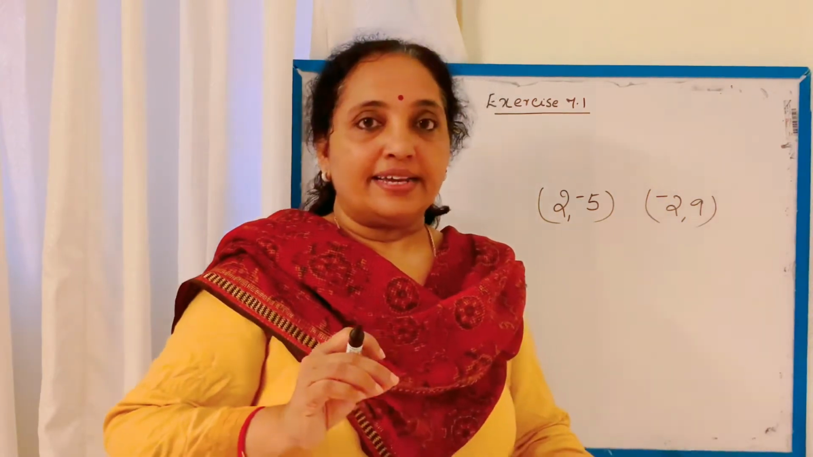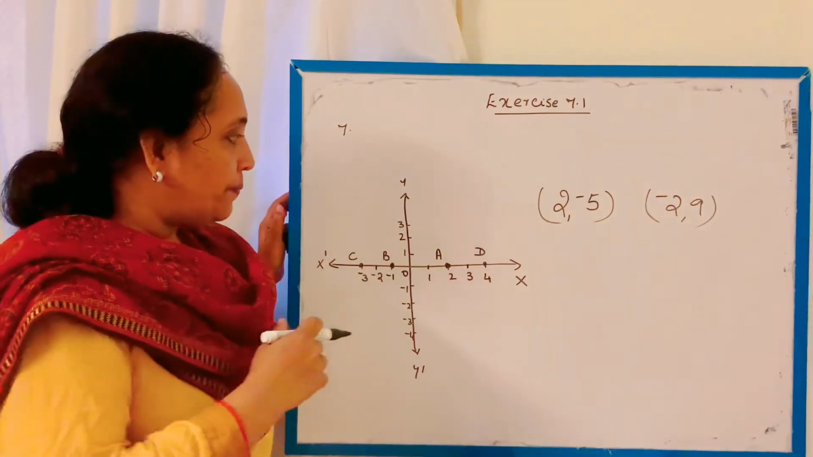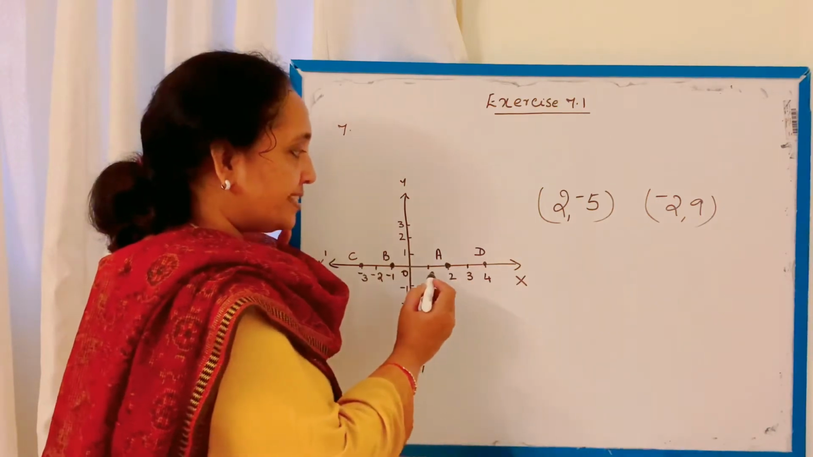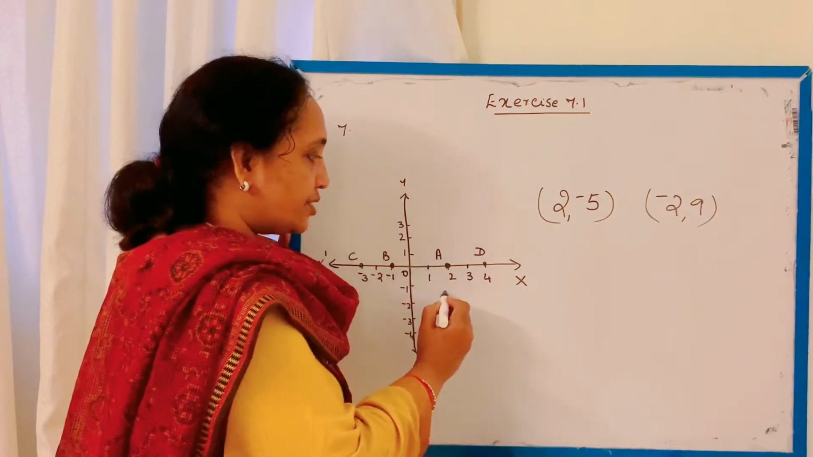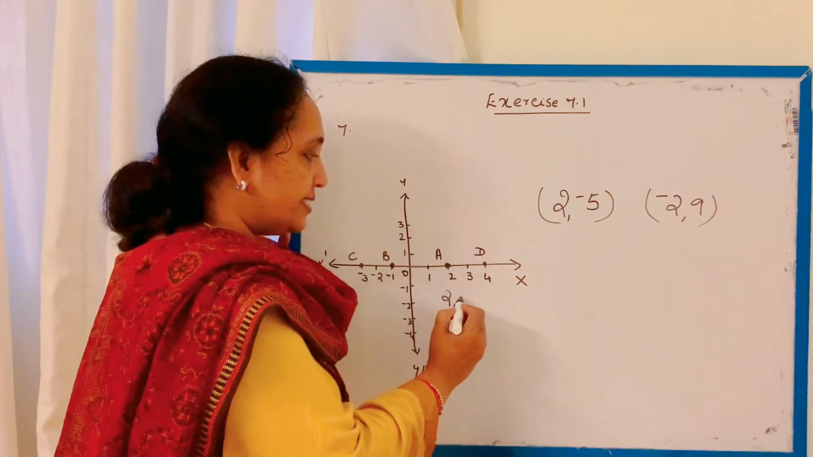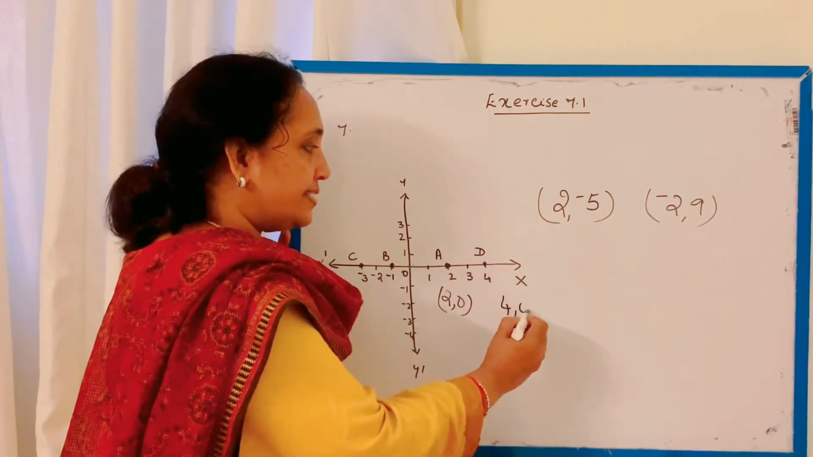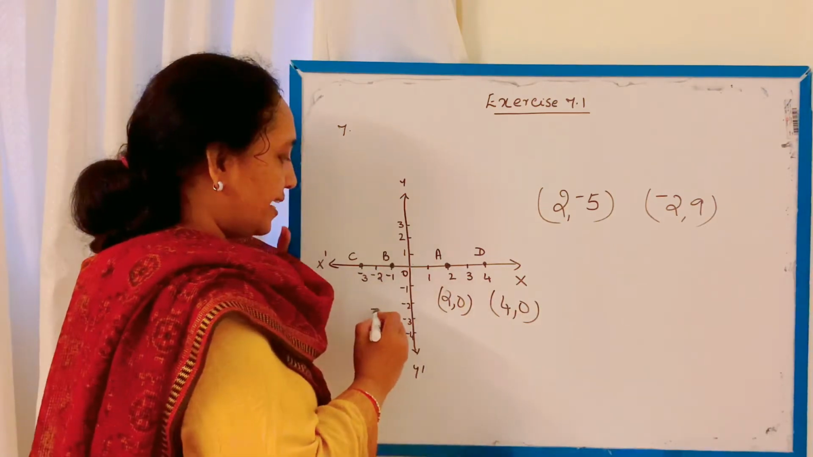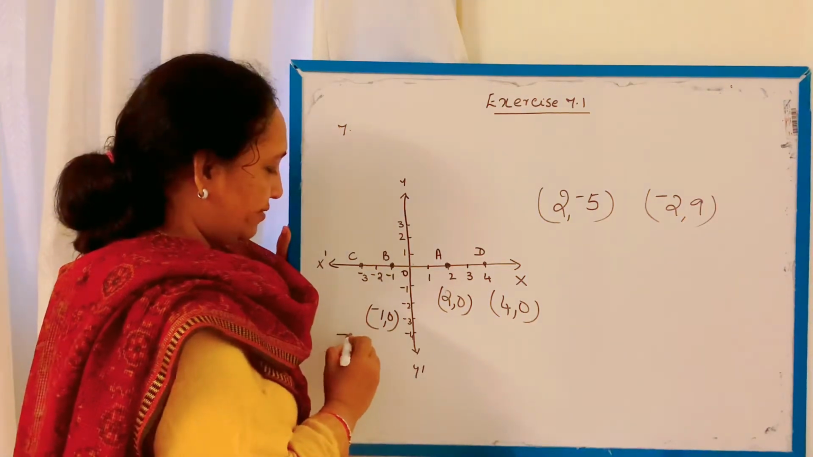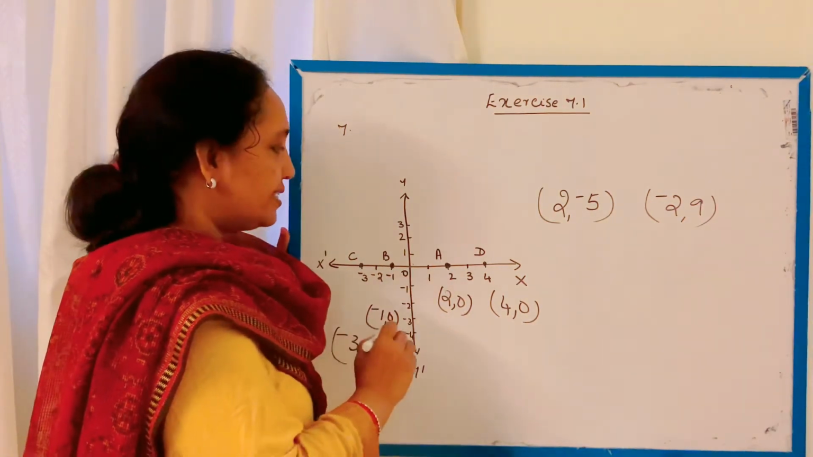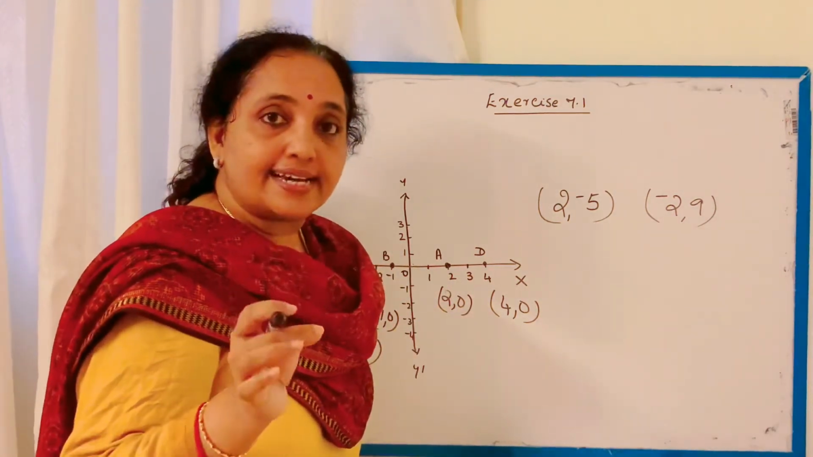Here I have drawn a rough figure of a Cartesian plane. Look at the point A. What are the coordinates of the point A here? Point A: x is 2 and y is 0. Then point D, x is 4 and y is 0. And point B, x is -1 and y is 0. And point C, x is -3 and y is 0. That means on the x-axis all y coordinates are 0.